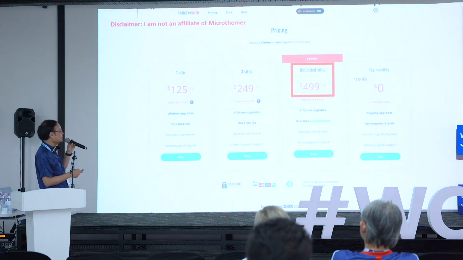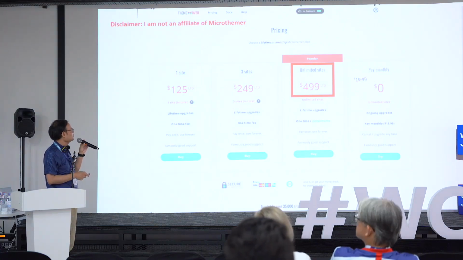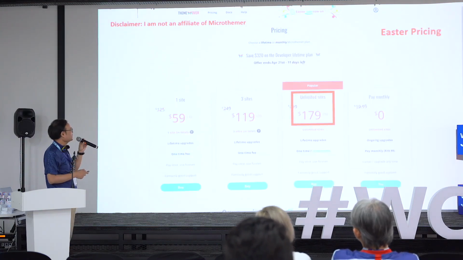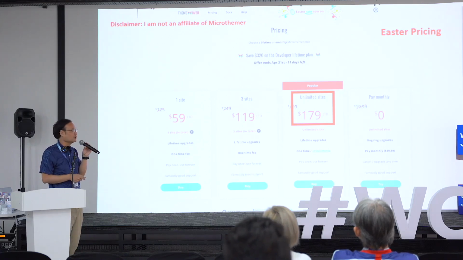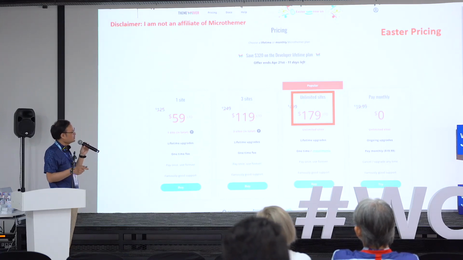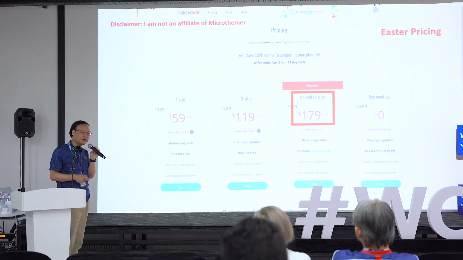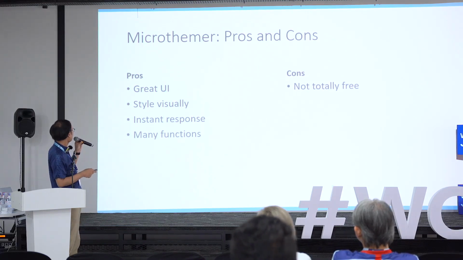For pricing, in 2016, I paid $99 for unlimited sites, and it has gone up quite a bit. But last month, I saw that they have some holiday pricing, and it went down from $499 to $179. So if you find this useful, maybe you can try to buy this during Black Friday or Black Monday.